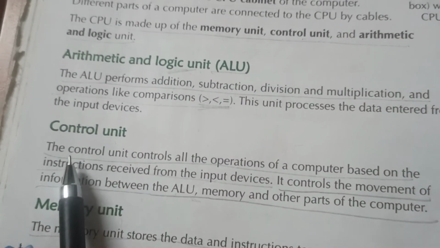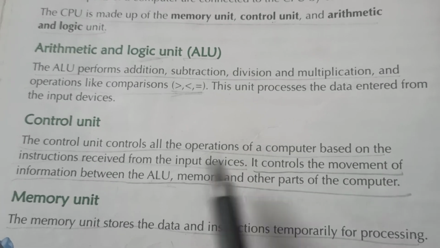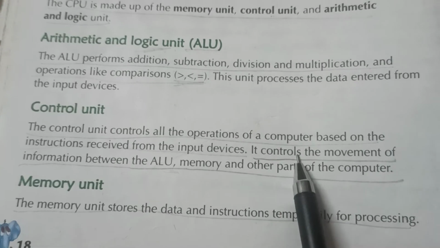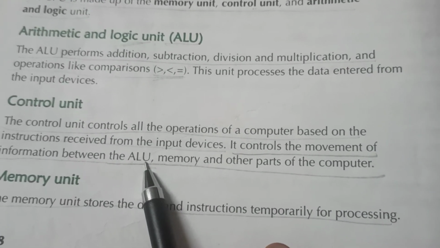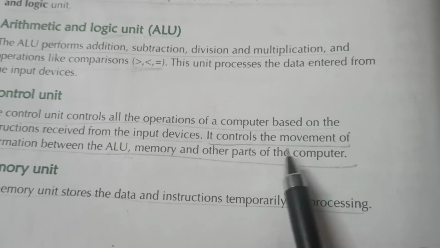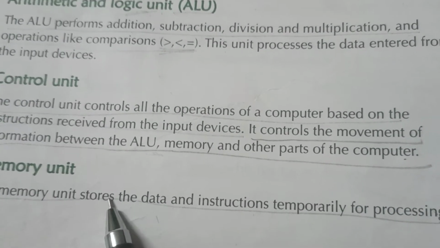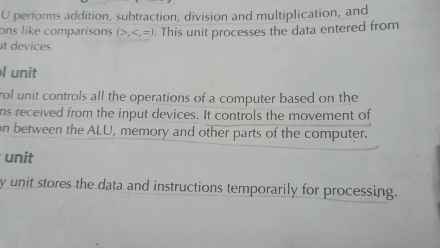Control unit. The control unit controls all the operations of a computer based on the instructions received from the input devices. It controls the movement of information between the ALU, memory and other parts of the computer. Memory unit. The memory unit stores the data and instructions temporarily for processing.